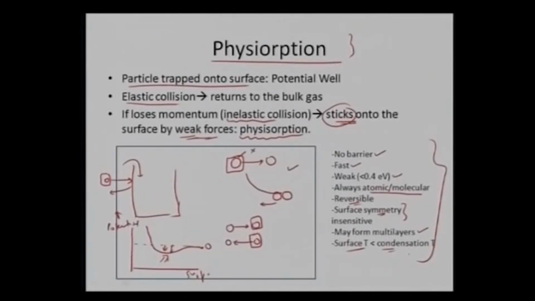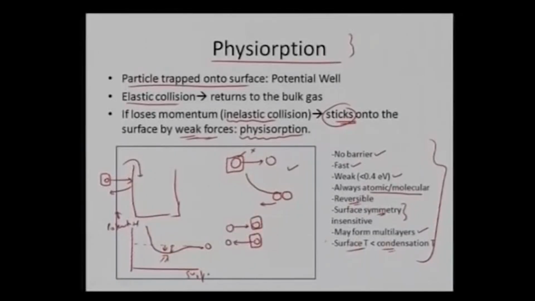The process is very fast, because the surface wants to somehow reduce its surface energy, and these are weak interactions of less than 0.4 electron volt. They are always atomic or molecular in nature, because this has to happen by atom to atom or molecule to molecule. Since these are only physical entities moving and resting on a surface, held by weak van der Waals forces, this is a reversible process, and they are insensitive to the surface symmetry. And since the newly adsorbed species again has some free surface available to it, it can keep forming multilayers.